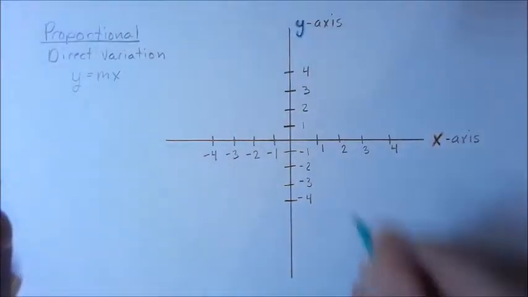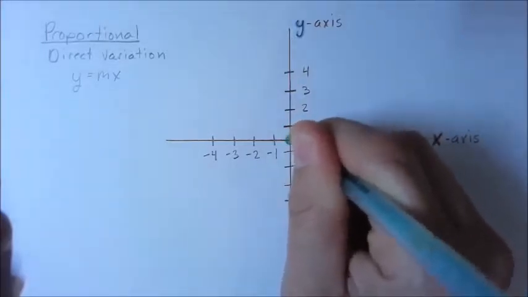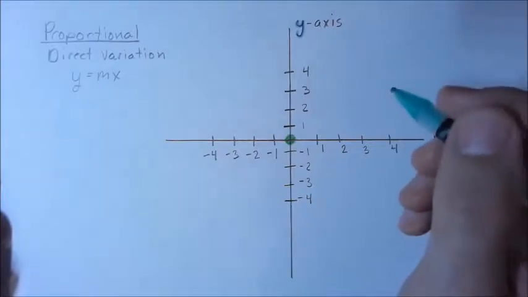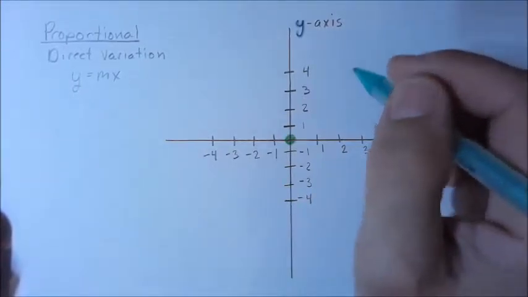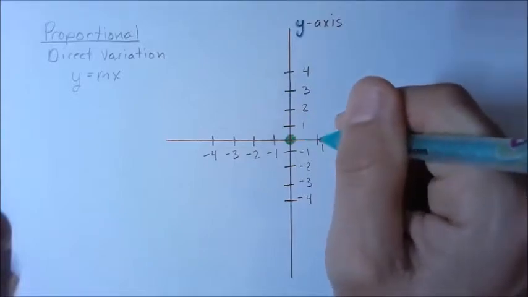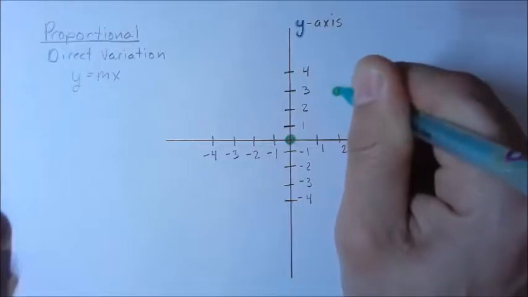Knowing that this is direct variation, it is proportional, so it will always go through the origin. So I'm going to put my first point at origin, and I'm going to put my next point at, let's see, I'm going to use a fraction on mine. Put it at 2, 3. So there we go, right there.